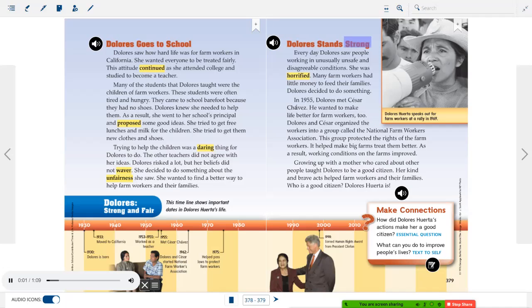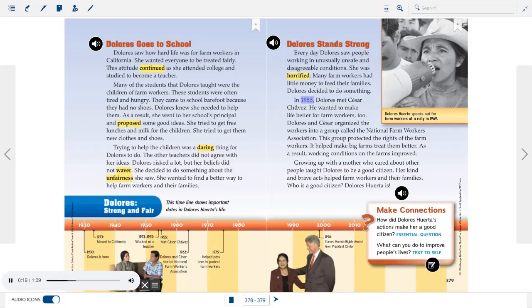Dolores stands strong. Every day, Dolores saw people working in unusually unsafe and disagreeable conditions. She was horrified. Many farm workers had little money to feed their families. Dolores decided to do something.